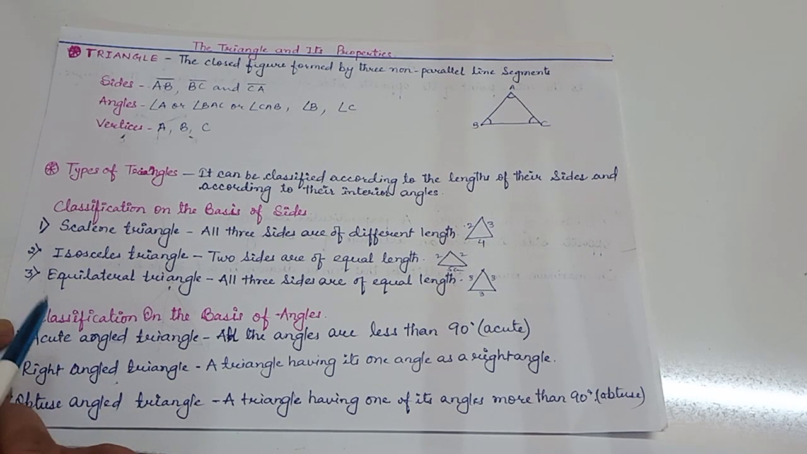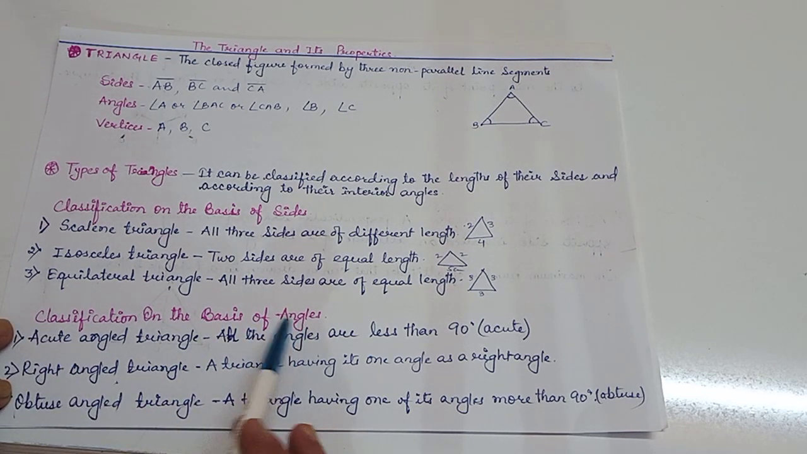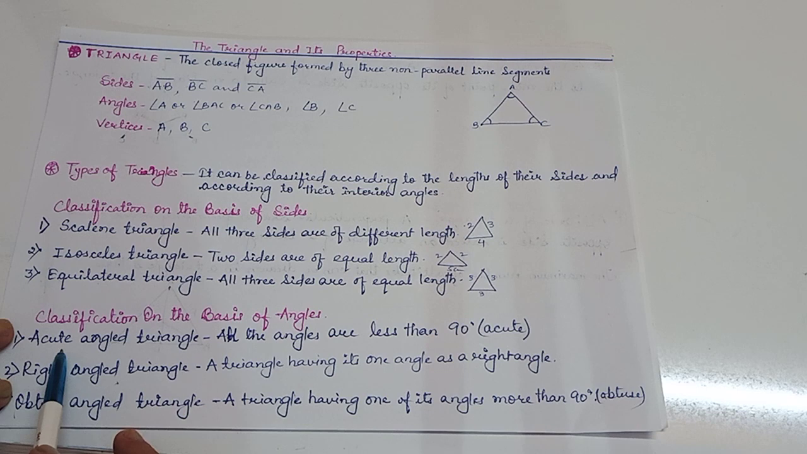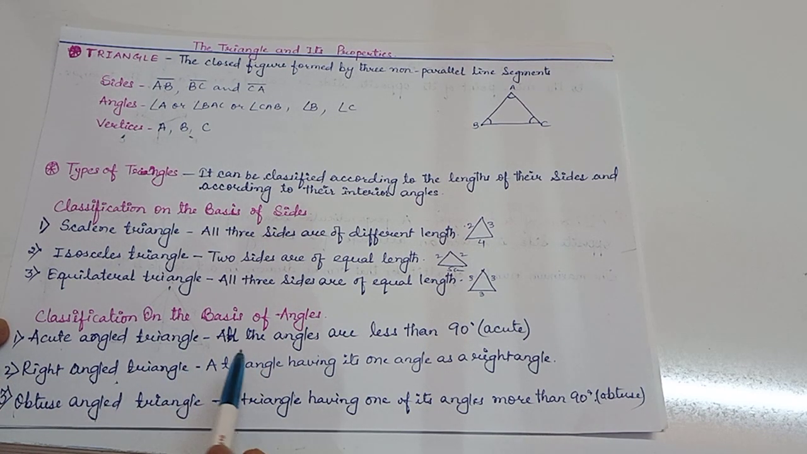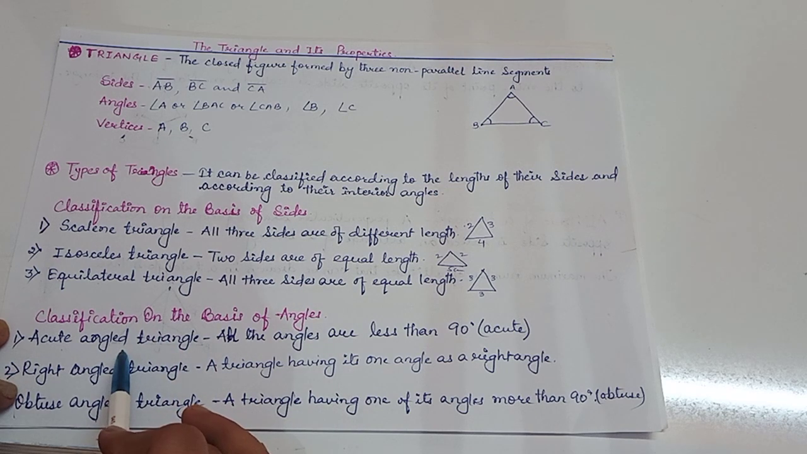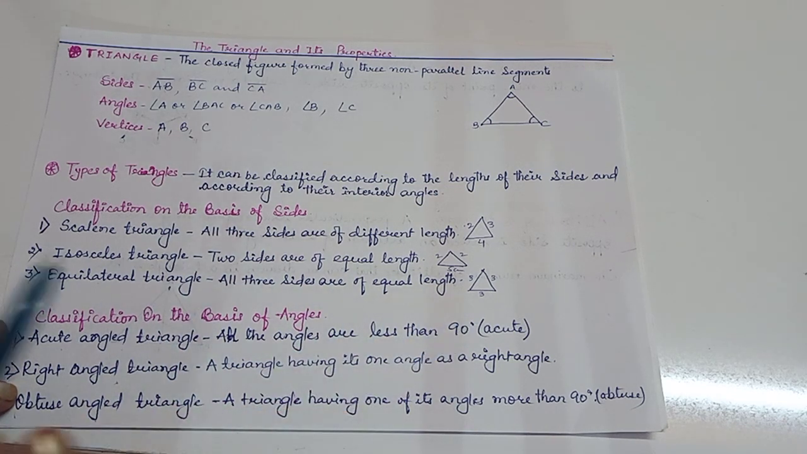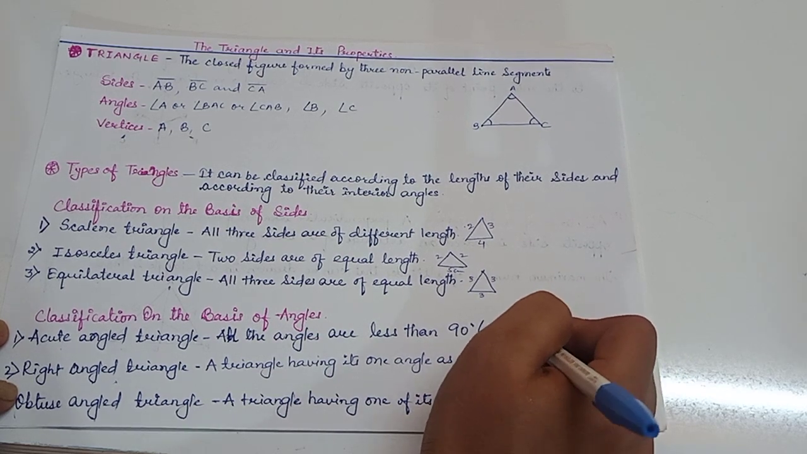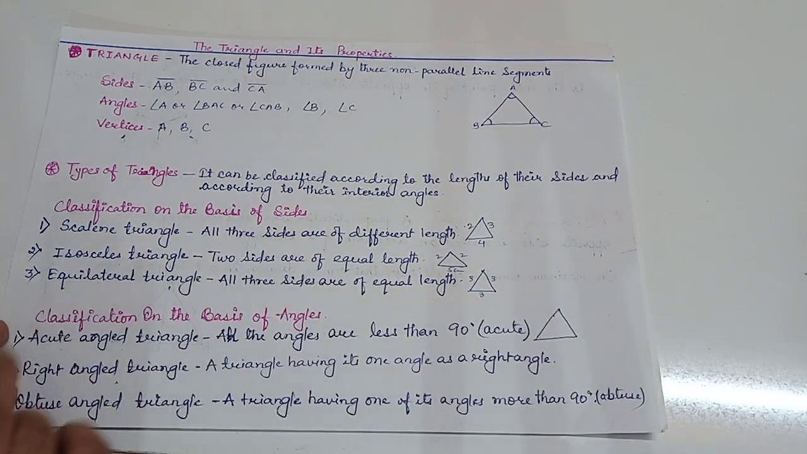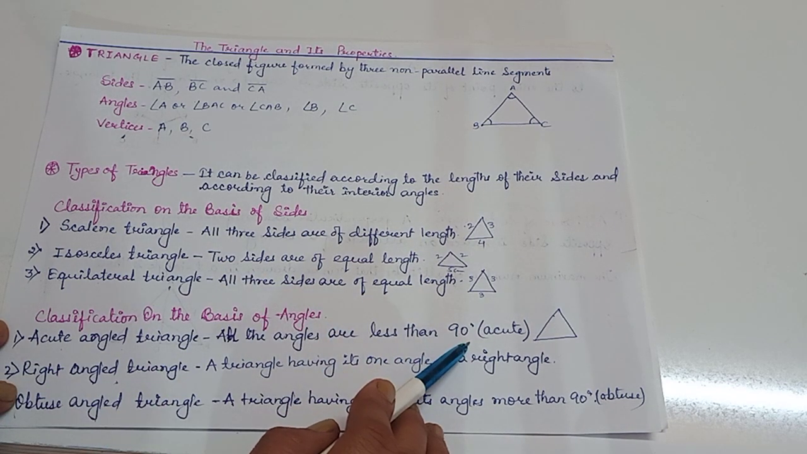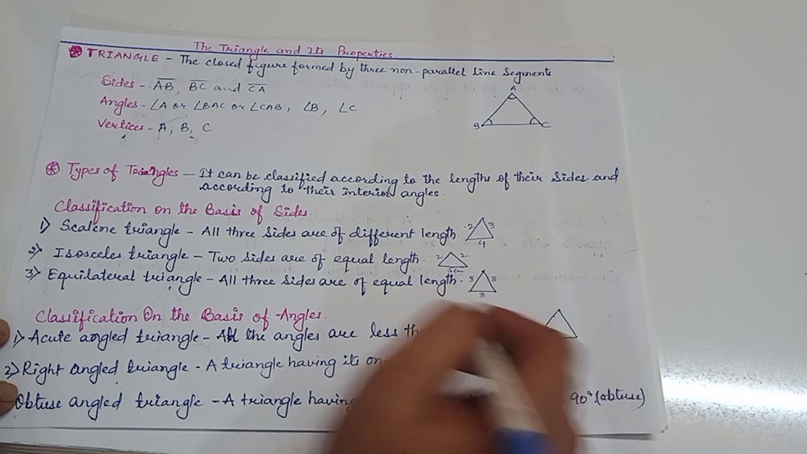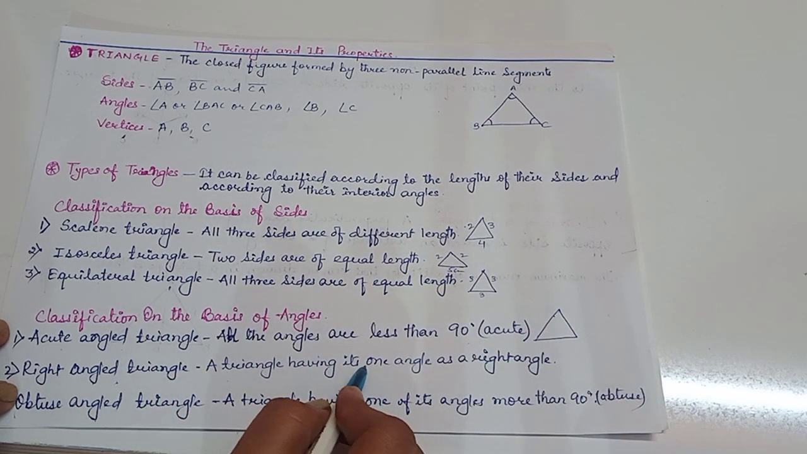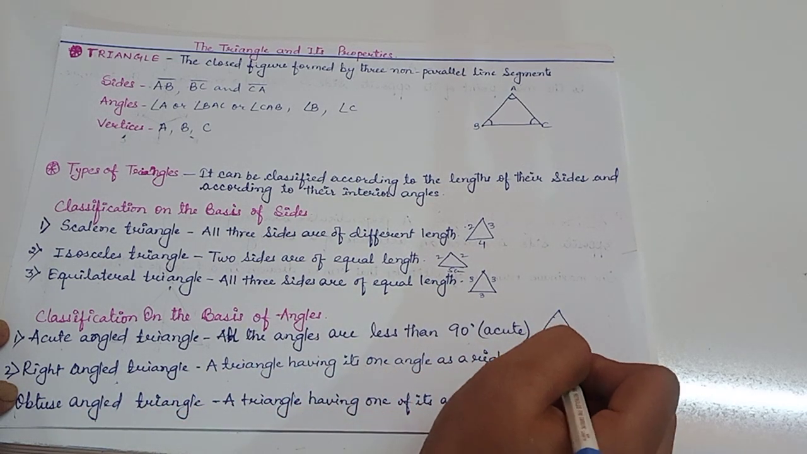Now how can we classify on the basis of angles? Here we have acute angle triangle, right angle triangle and obtuse angle triangle. Let us understand it in a better way. Acute angle triangle is when all the angles are less than 90 degrees. Here, if you are seeing a triangle where all the angles are less than 90 degrees, then that is called an acute angle triangle.